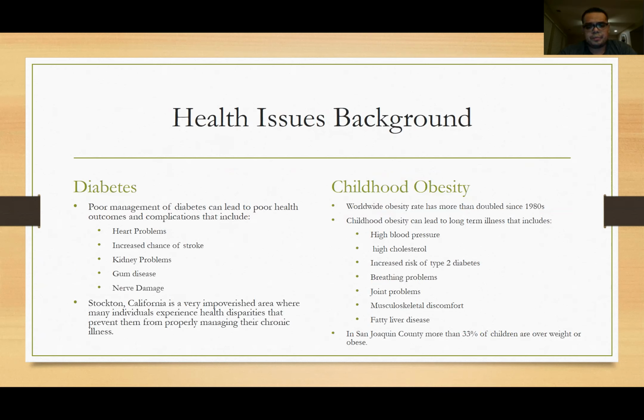chronic illness. Childhood obesity. Childhood obesity is very important because we have been noticing that the worldwide obesity rate has more than doubled since the 1980s. Childhood obesity can also lead to long-term illness. This includes high blood pressure, high cholesterol, increased risk of type 2 diabetes, breathing problems, joint problems, musculoskeletal discomfort, fatty liver disease. In San Joaquin County, more than 30% of the children are overweight or obese.